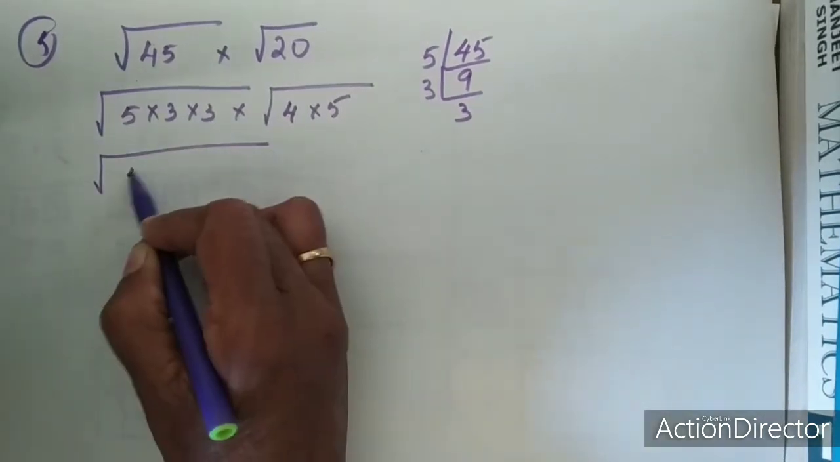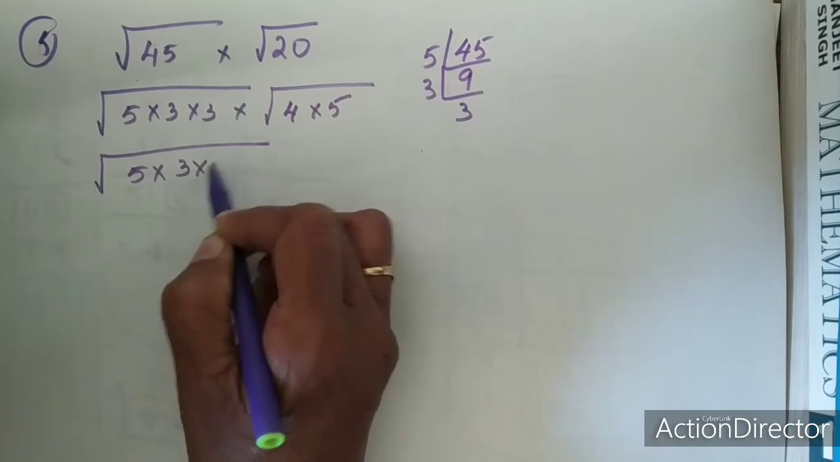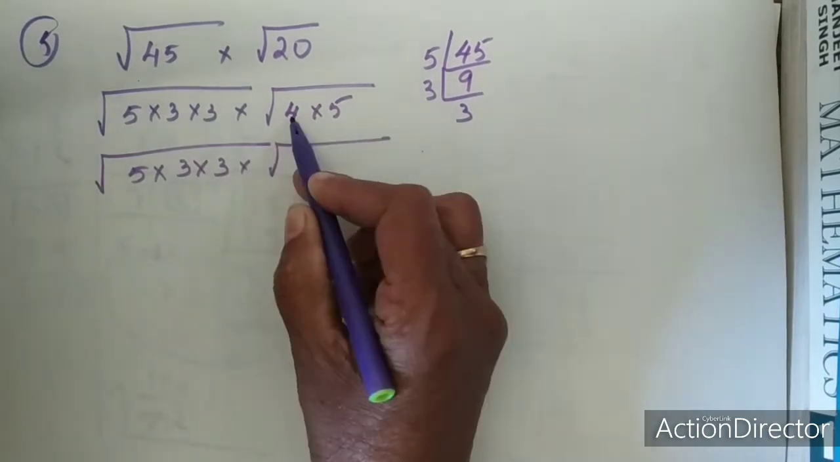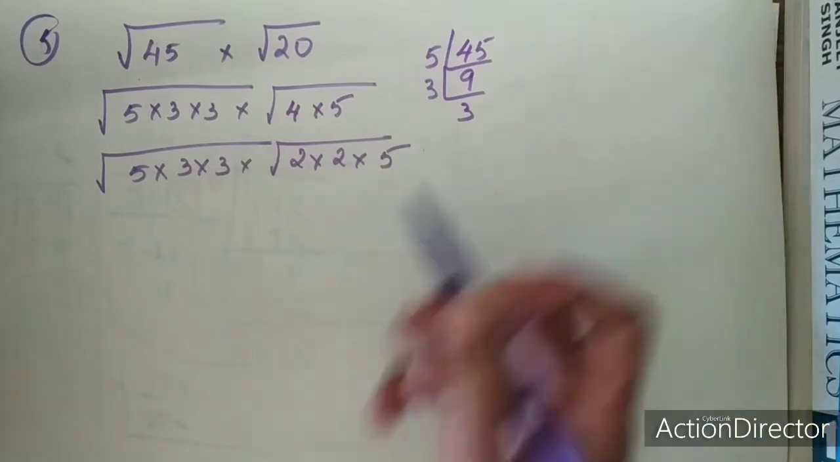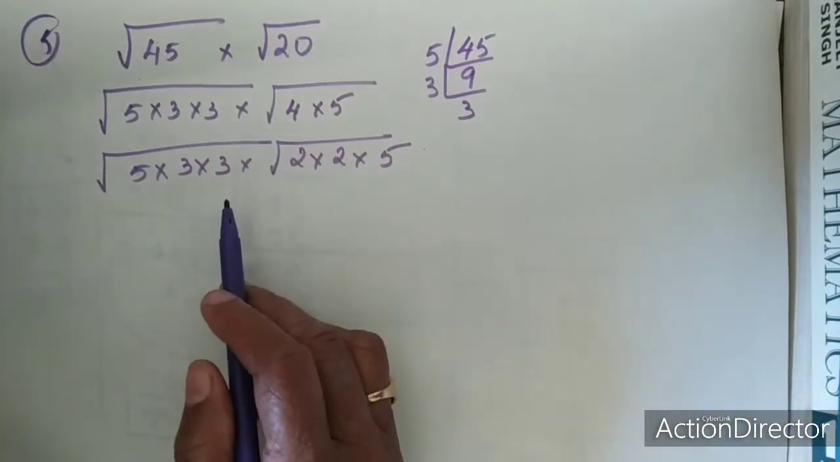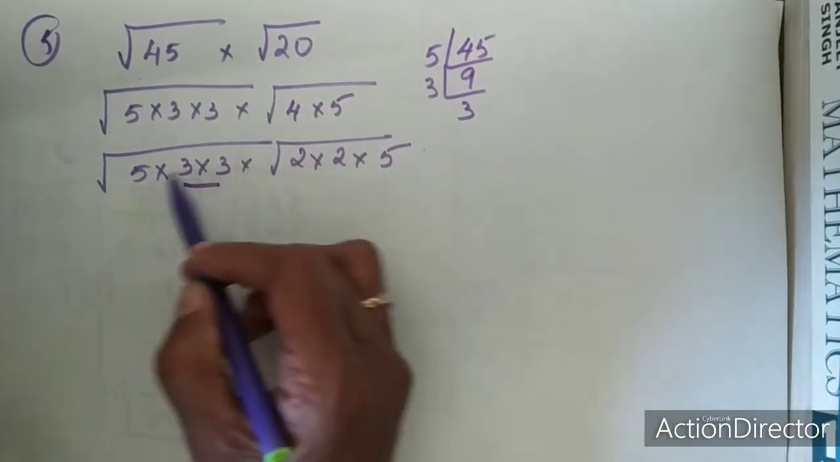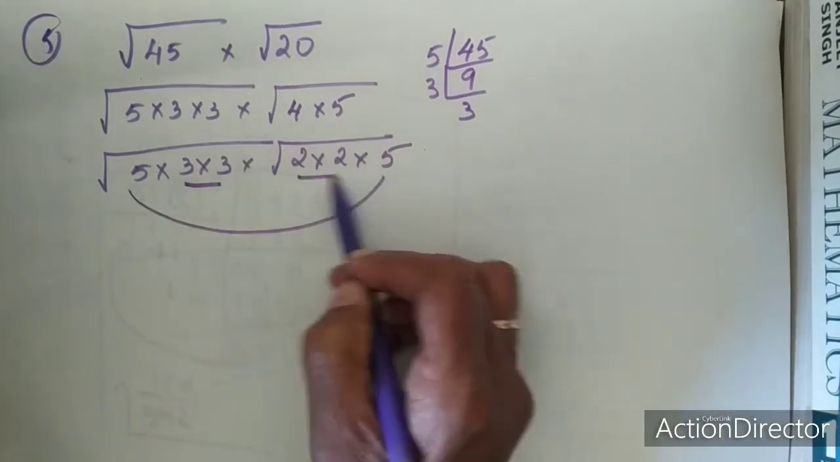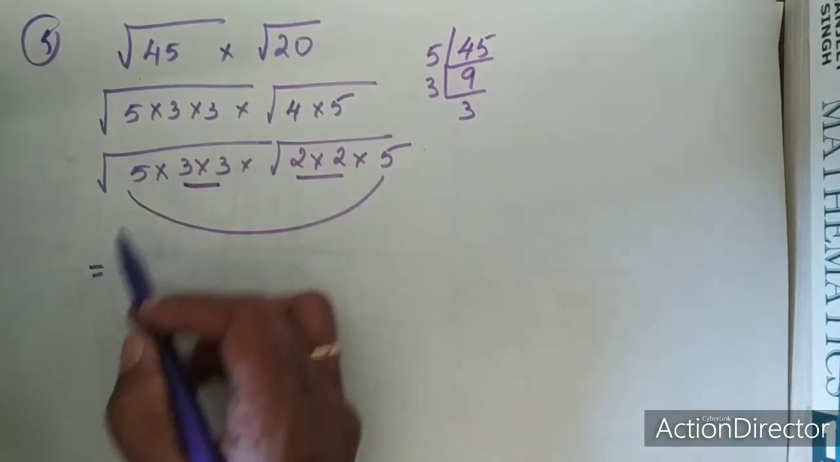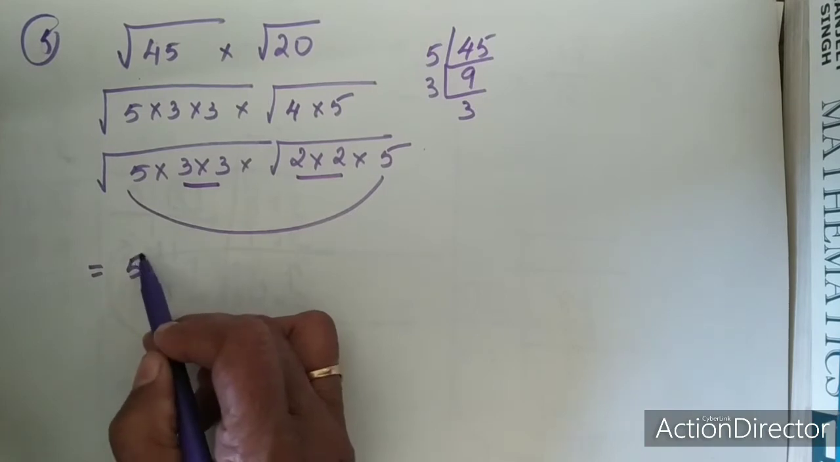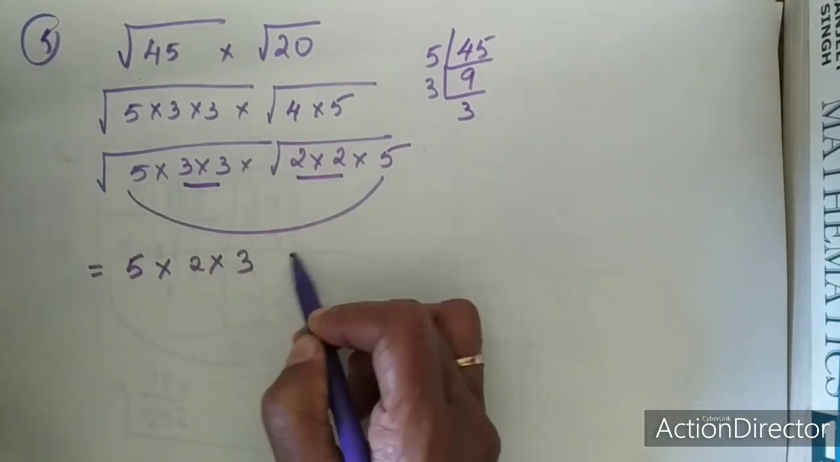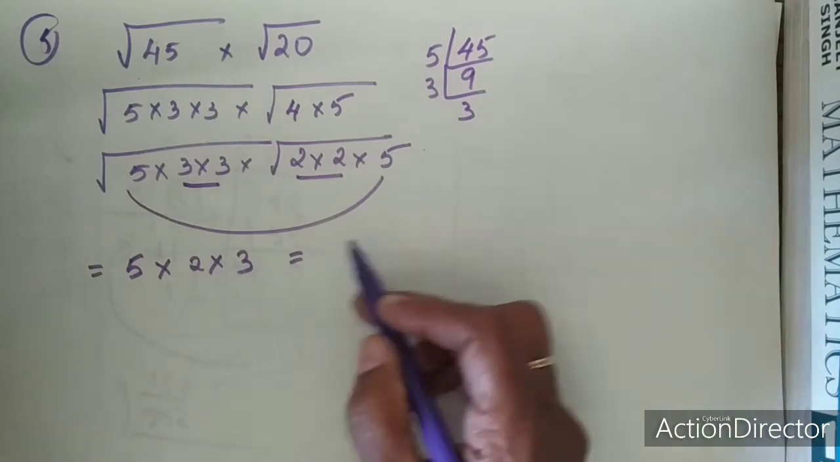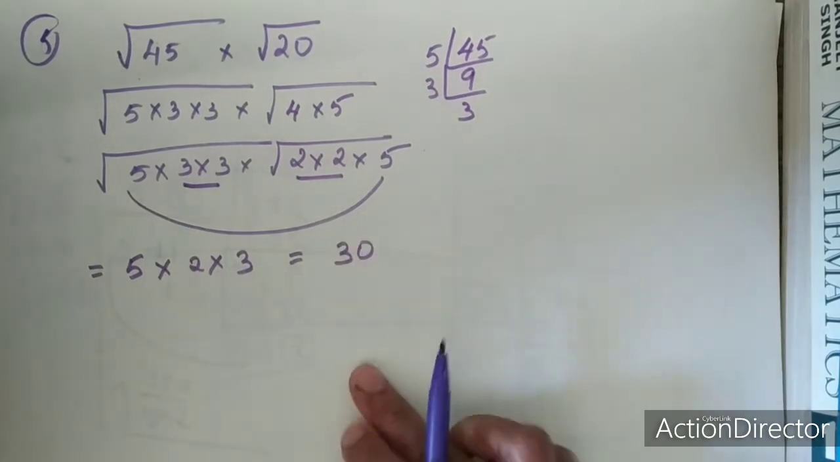But since inside the root we need prime numbers, I am going to simplify this 4 as 2 into 2 into 5. Now I will be grouping 2 numbers. 2 3s are there and 2 5s are there and 2 2s are there. So take one digit outside. So it is 5 into 2 into 3. So my answer is 5 2s are 10 and 10 3s are 30. This is the easiest method.